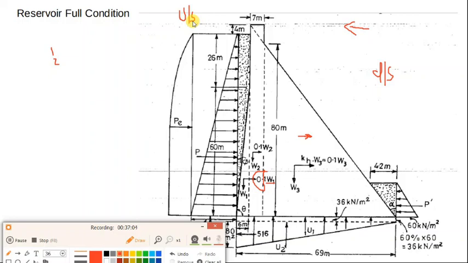In order to understand all the types of forces acting on a gravity dam, you have to watch my other lecture on the forces acting on a gravity dam. I have provided the link in the description box. So do watch that lecture also.